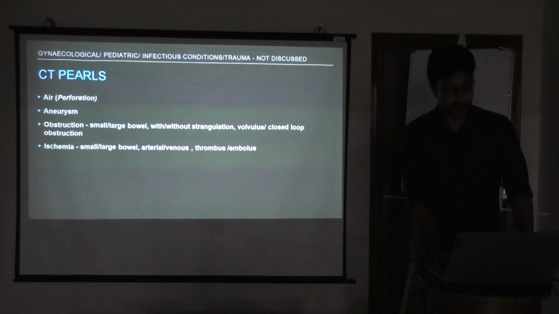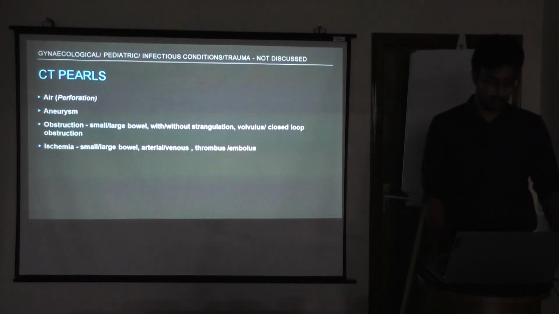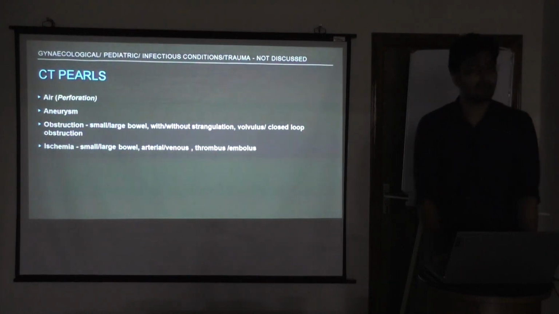And ischemia, it can be from the small bowel or it can be from the colon, ischemic colitis. The cause can be arterial or venous, and the same way it could be due to a simple thrombus or an embolus. But the most common cause of ischemia to the bowel is the embolus.